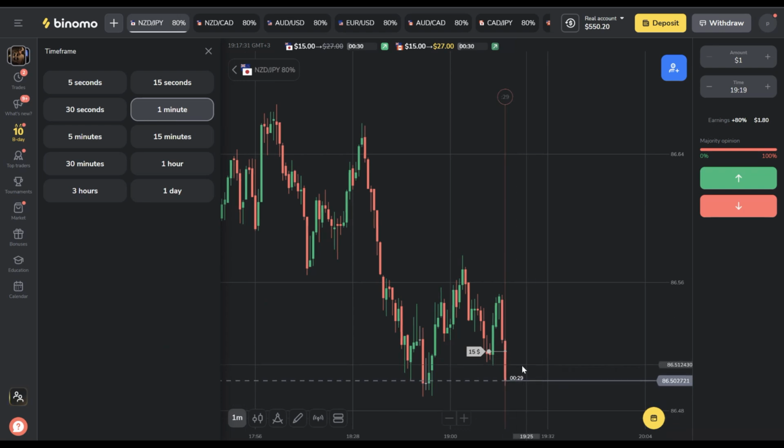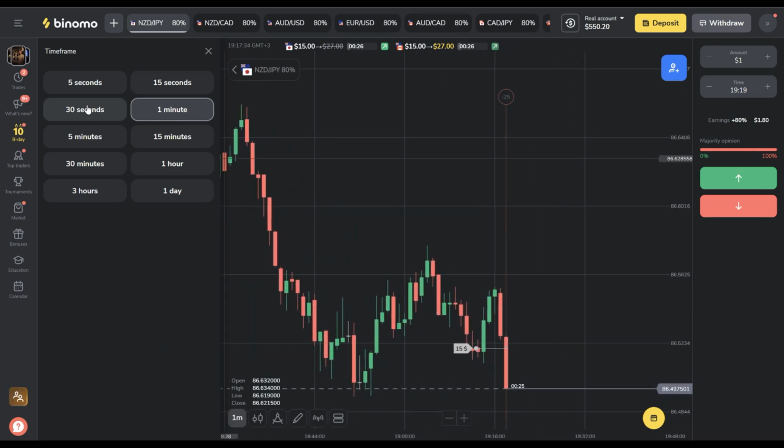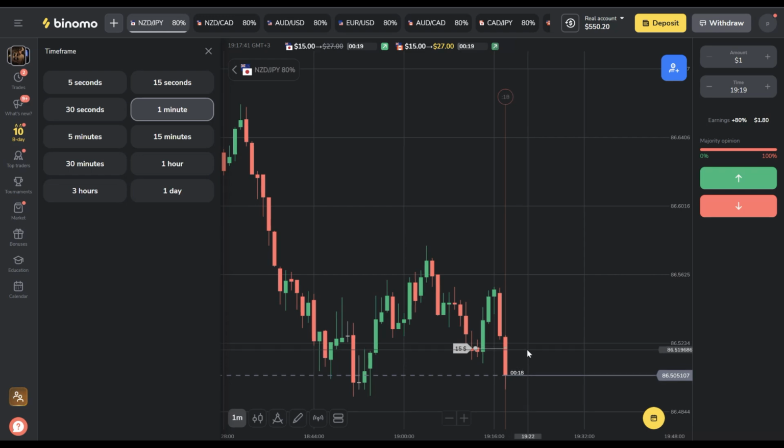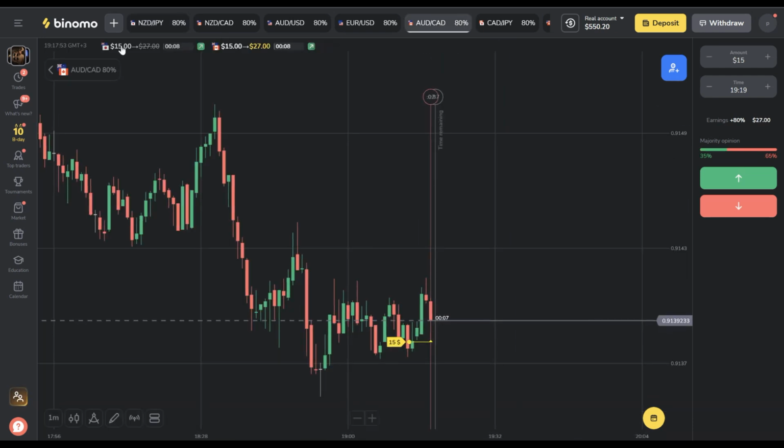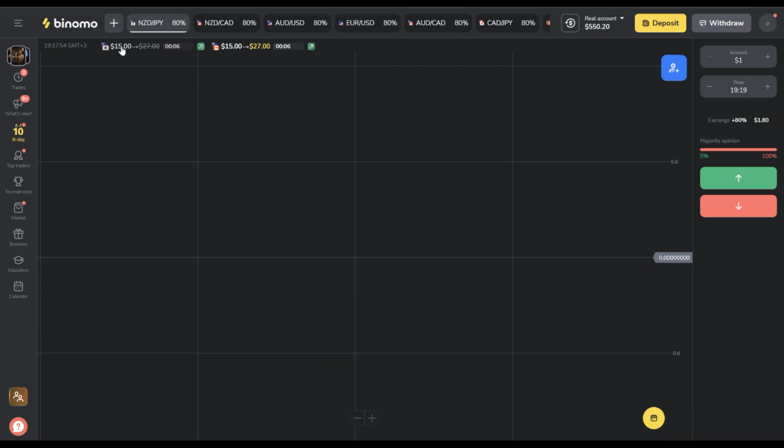The New Zealand dollar and yen fell very sharply. In the last minute, literally. There are 20 seconds left until the trade closes, and most likely this movement will ruin the profit. Although before that the upward movement was very good. The Australian dollar, Canadian dollar is still in profit, 7 seconds left here.